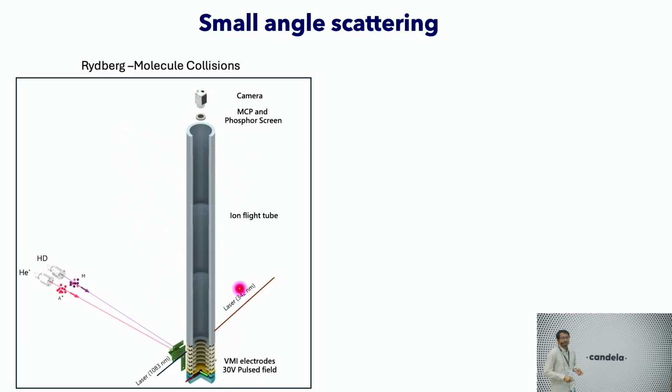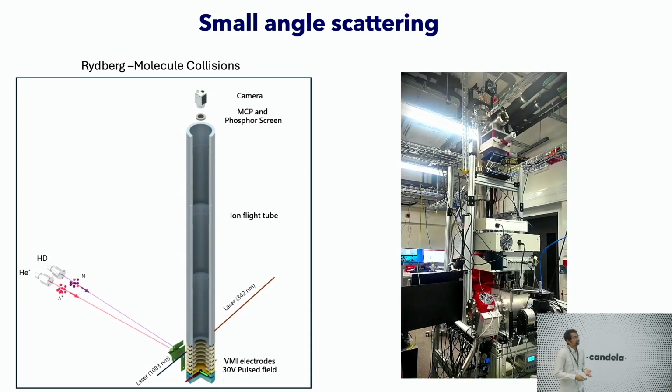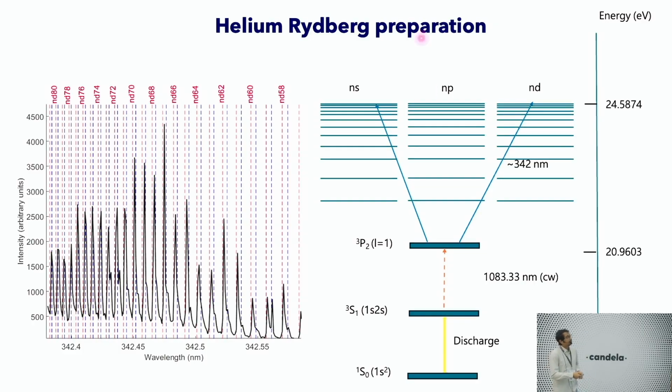And we pulsed all the 8 plates over here. And what we wanted to see, so it looks like something like this. This is a super long time of flight tube over here. We wanted to make it very long because we want to enlarge the image. So this is how we prepare the helium Rydbergs now.